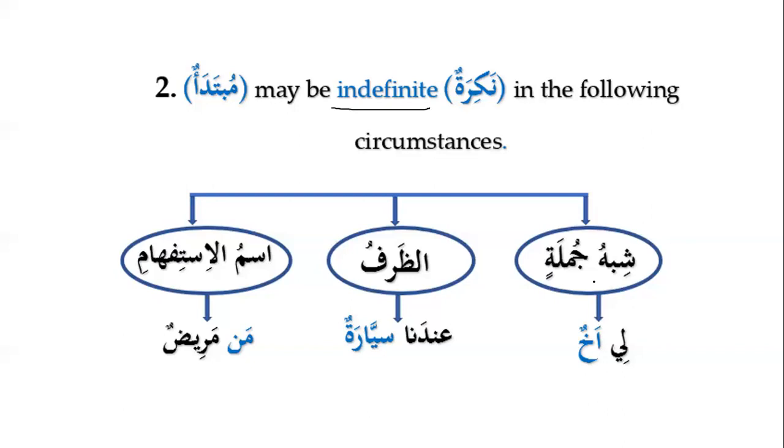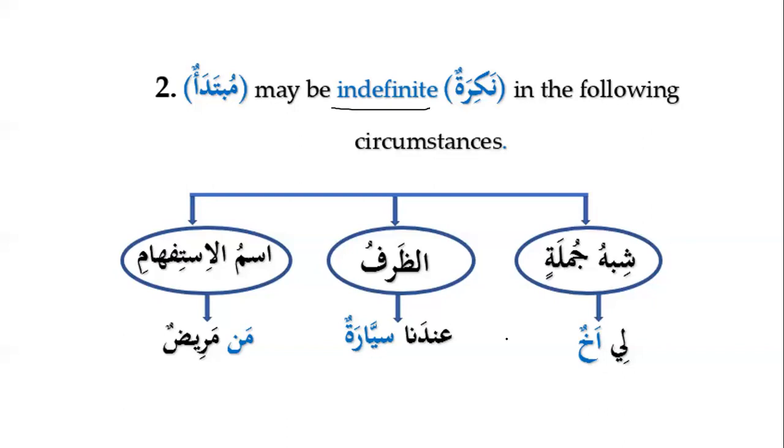That's why we have discussed many times that jar majroor can never become mubtada. They will always be khabar. And similarly, dharf and mudaf alayh can never become mubtada. They will always be khabar. And the reason is clear now, because why they cannot be mubtada? Because they are incomplete. They cannot communicate the complete meaning.